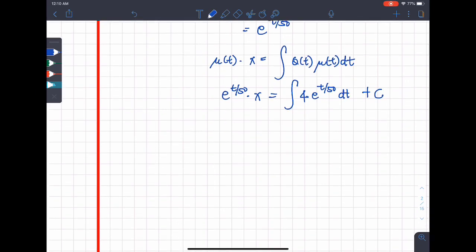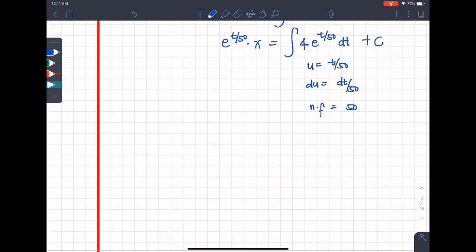And from here, we could integrate. So if we're going to integrate this one, u is t all over 50. So du then would be dt all over 50. Or our neutralizing factor would be 1 over 1/50, or just simply 50. Okay.